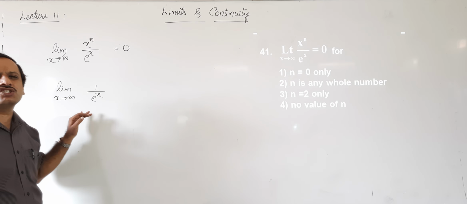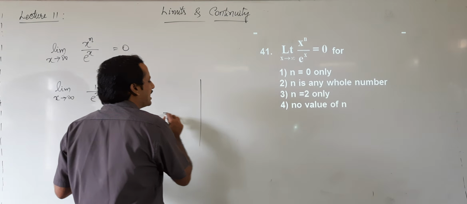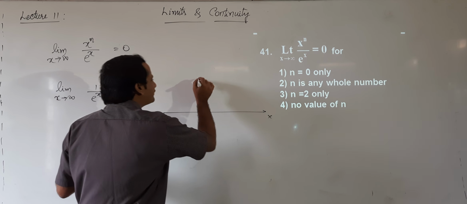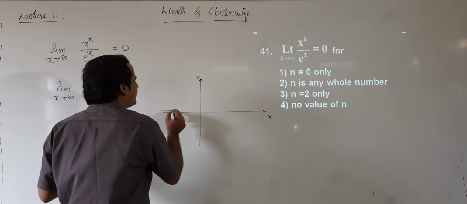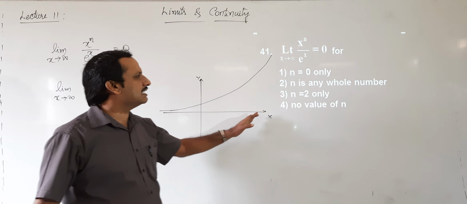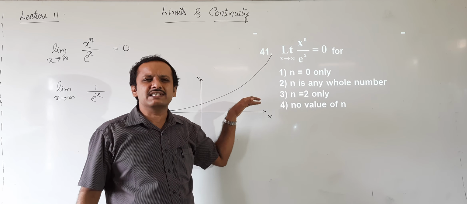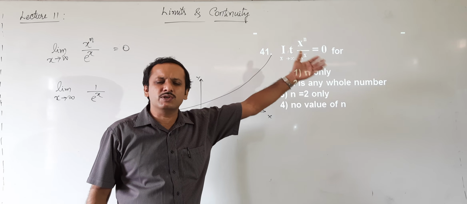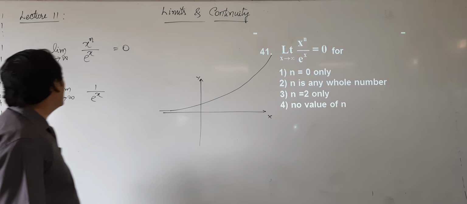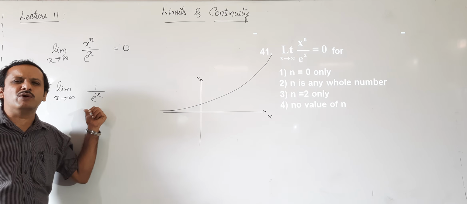Now as x tends to infinity, what happens to e power x? E power x will tend to infinity. You know the graph of e power x. Graph of e power x is like this. At 0, e power 0 is 1. As the value of x increases, e power x also increases. So when x tends to infinity, e power x will also tend to infinity. So denominator tends to infinity, numerator is 1. So it's of the form 1 by infinity.